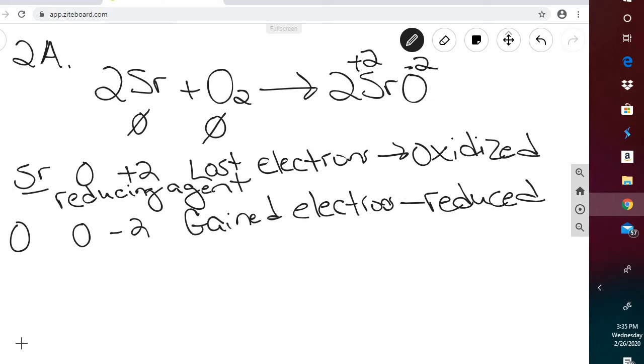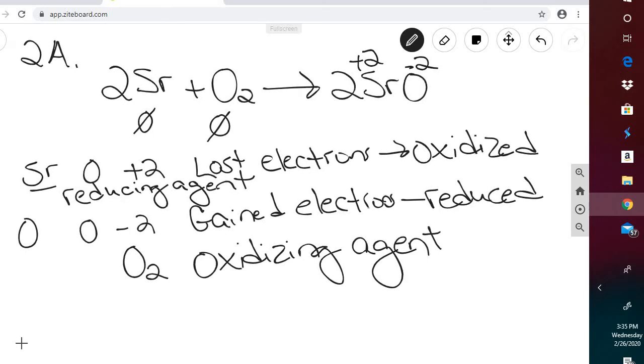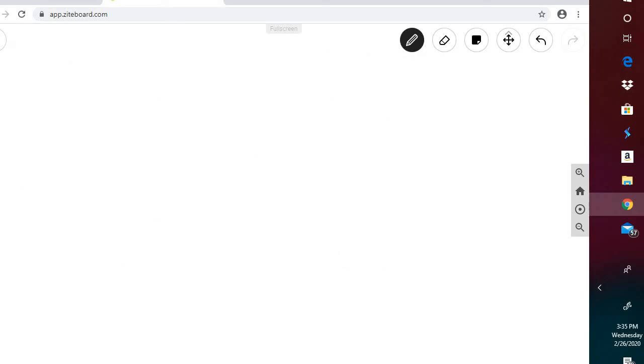So it lost electrons, but it allowed the oxygen to be reduced, therefore it's called a reducing agent. And the oxygen, the O2, gained the electrons, it was reduced, and therefore it was the oxidizing agent. So it gained electrons, meaning that it took those electrons from strontium and allowed strontium to be oxidized. Okay, so that's 2A.